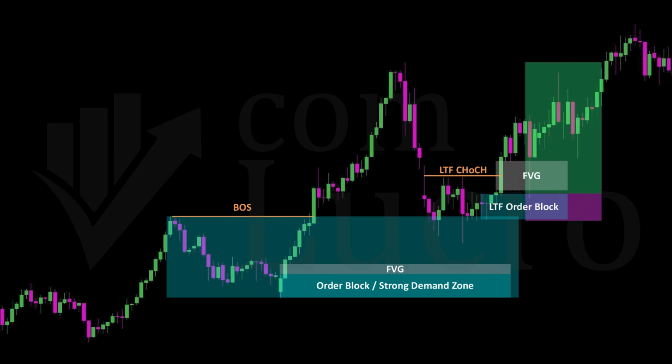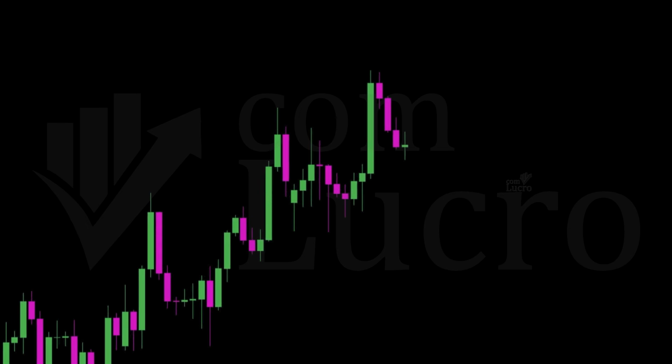This is how the strategy works, using 4 clear confluences that can be applied to any market, any pair, and any time frame. All right, let us go through another example step by step. First, we need to determine the overall direction. For that, we always start with the higher time frame. In this case, the 4-hour chart.